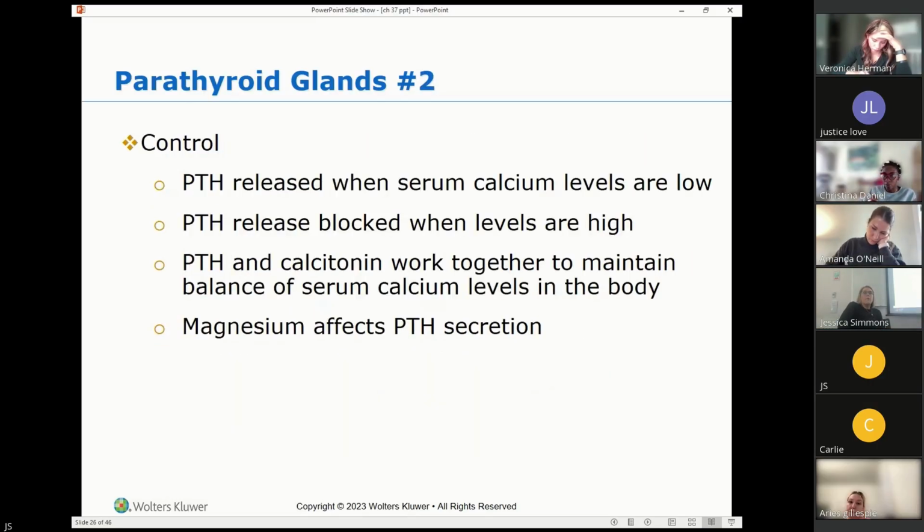So PTH is released when serum calcium levels are low. The release is blocked when levels are high. PTH and calcitonin work together to maintain the balance of serum calcium levels in the body. And magnesium affects PTH secretion. Because magnesium and calcium are teeter-totters, if you have high magnesium, you have low calcium. If you have high calcium, you have low magnesium. Okay.